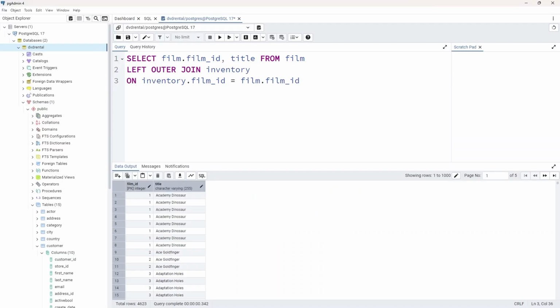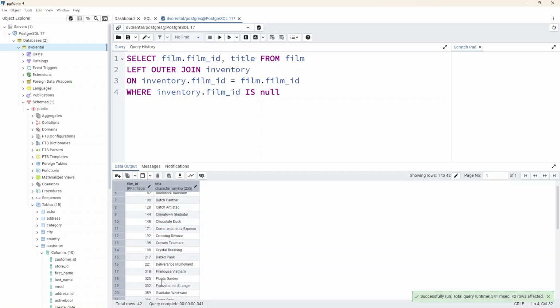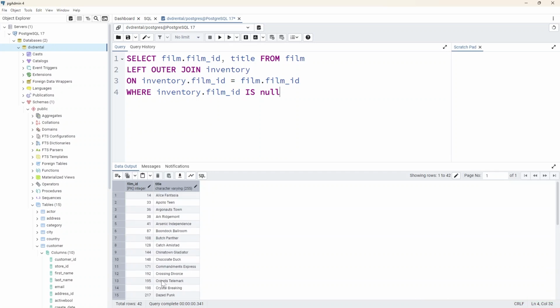So let us go back to our pgAdmin, and there we are going to write, after we match the key column, where inventory.film_id is null. Let us run it now. Now these 42 results that we get, these are the films that exist only in the film table, and do not exist in inventory, which means that you cannot rent these films. Okay, that is what it means. So if you're in a situation where you only need to find the data that is exclusive to a particular table when combined with the other one, you can use left outer join along with the where clause.